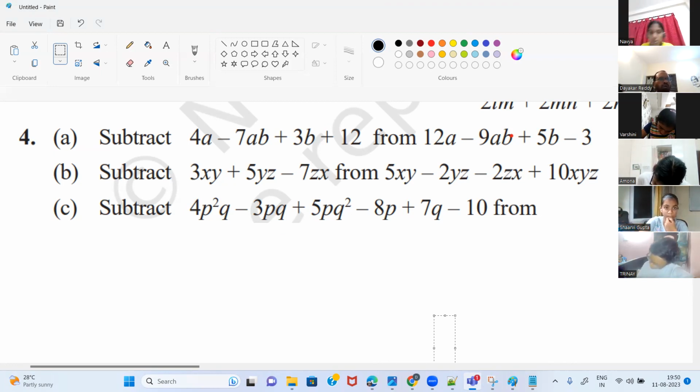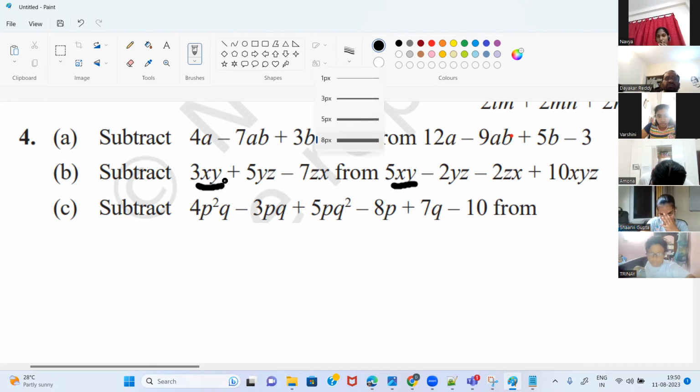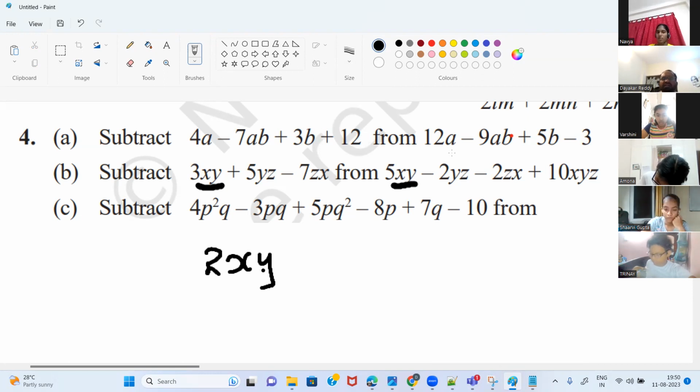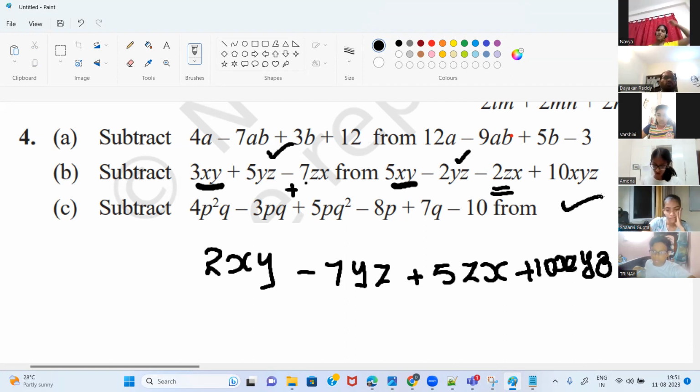Everyone done? Yes, sir. I'll tell you the answer. See, I can do it very quickly without writing any steps. 5xy minus 3xy is nothing but 2xy. Next, minus 2yz minus 5yz, which is minus 7yz. Next, minus 2zx will become plus 5zx, since plus 7 minus 2 is plus 5. And then plus 10xyz. Everyone got the same answer? Yes, sir. Try to solve the third one, see?